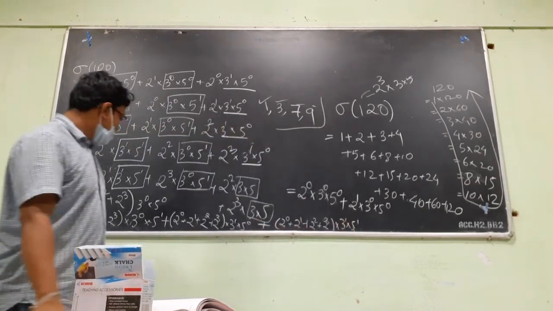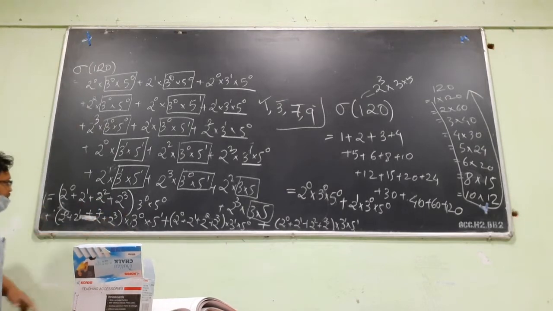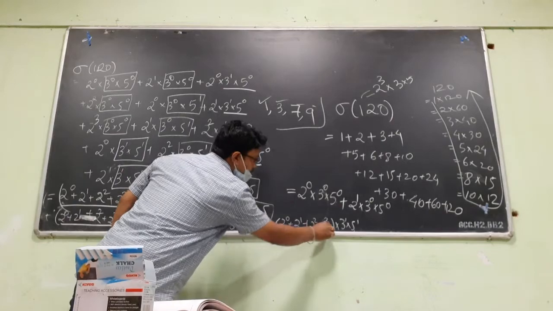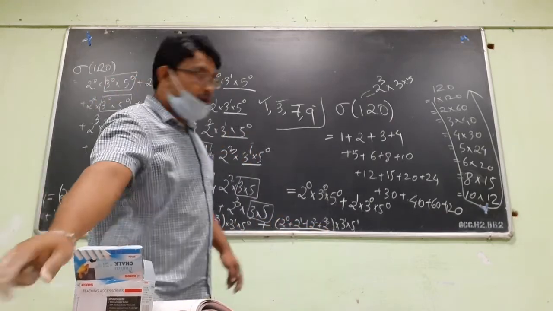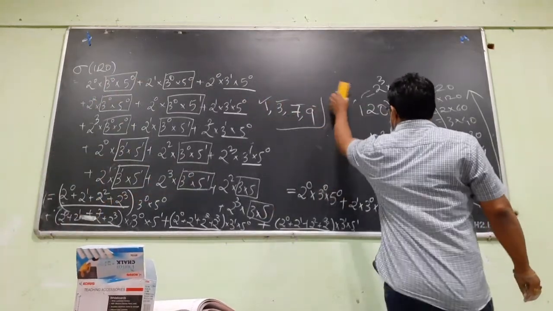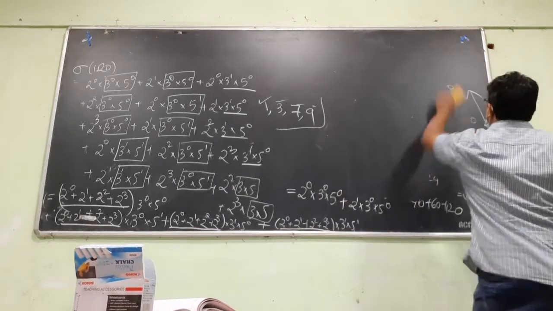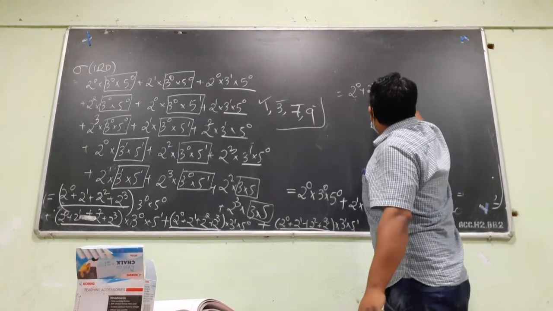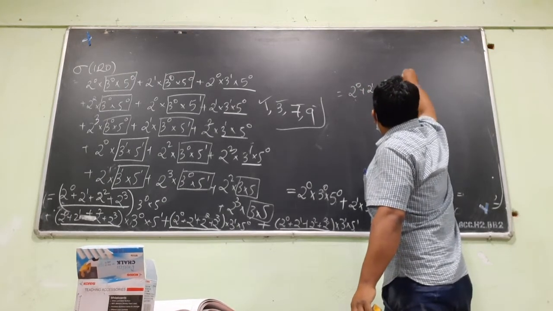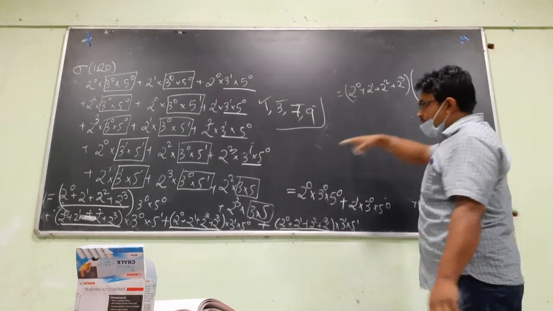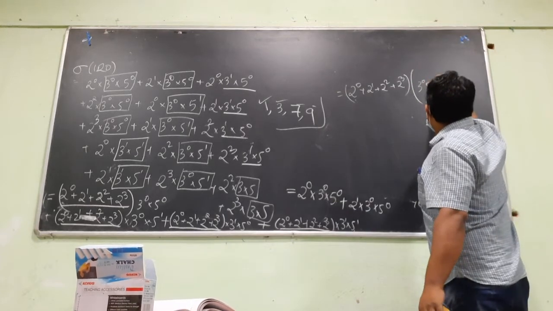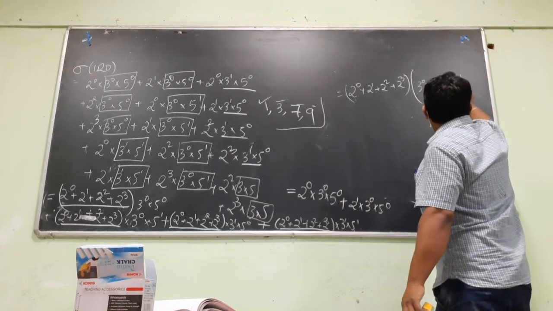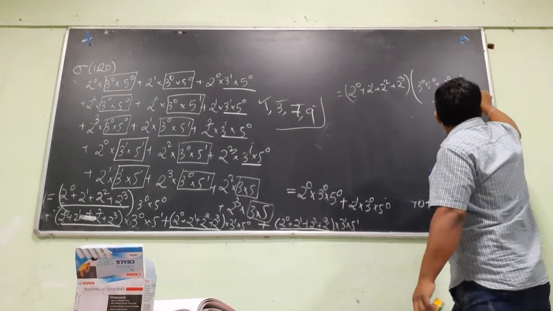Okay. So ultimately you see in each, again I can take this common. All this again can be taken common. So what is your result here? This result is actually I can write 2 to the power 0, 2 to the power 1, 2 square, 2 cube multiplied with 3 to the power 0, 5 to the power 0, 3 to the power 0, 5 to the power 1, 3 to the power 1, 5 to the power 0 and plus 3 to the power 1, 5 to the power 1.